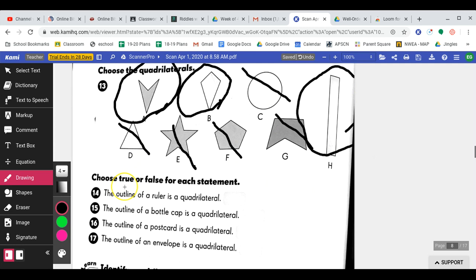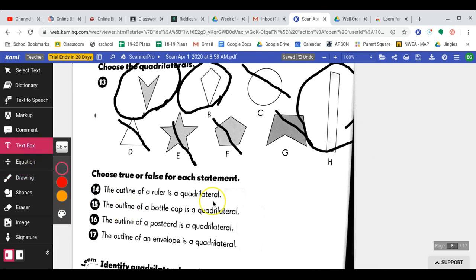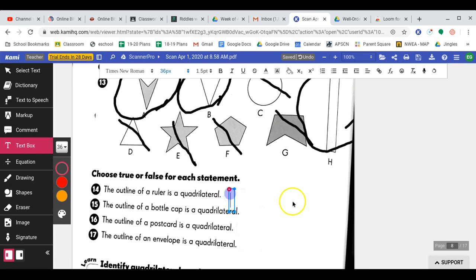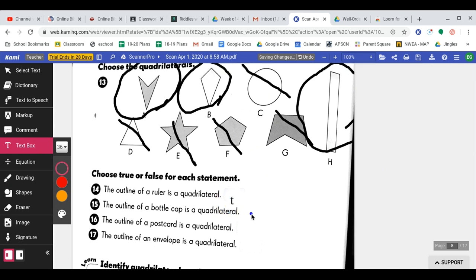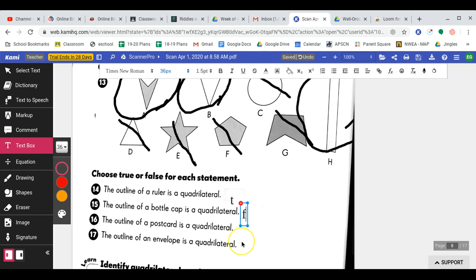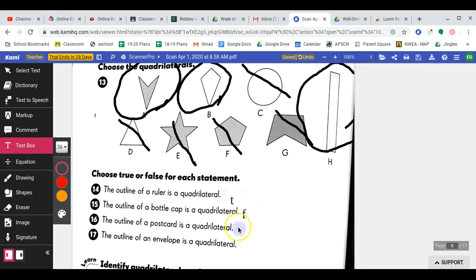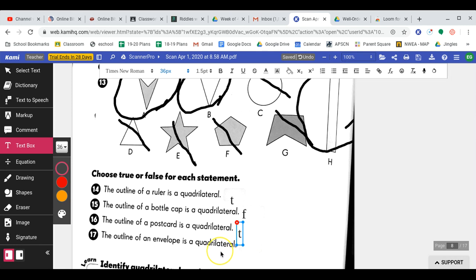Okay. Choose true or false for each of these statements. The outline of a ruler, is that a quadrilateral? Yeah. We'll put a T for true for that. Is the outline of a bottle cap a quadrilateral? I've never seen one that's a quadrilateral. Usually they're just a circle. So I'll put an F for false. The outline of a postcard? Yeah, that's a rectangle generally. And the outline of an envelope? Yeah, also a rectangle, which is a type of quadrilateral.